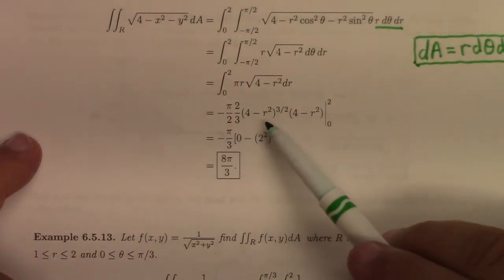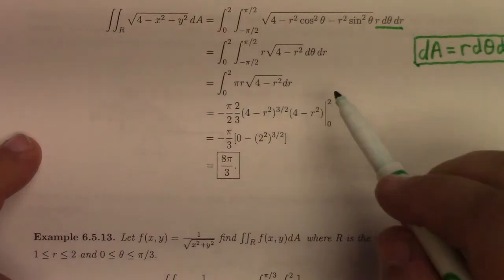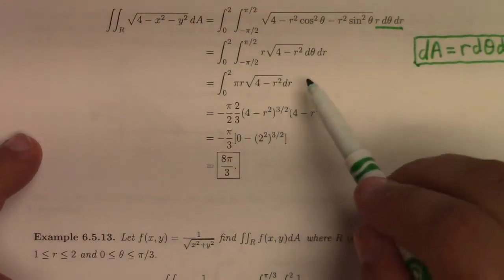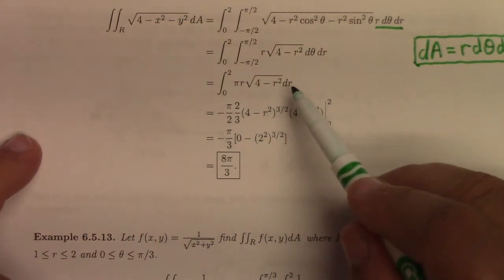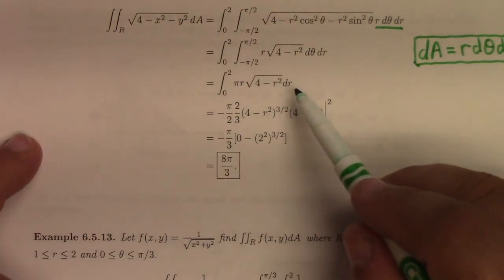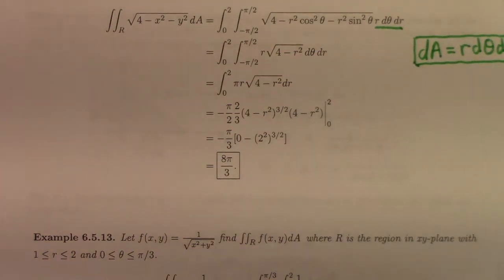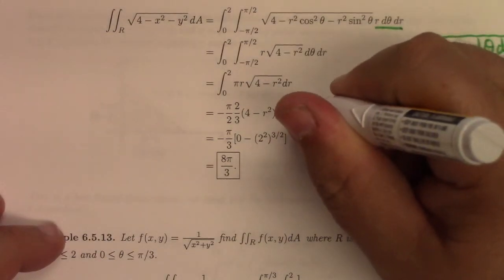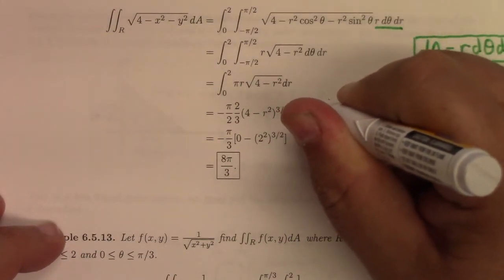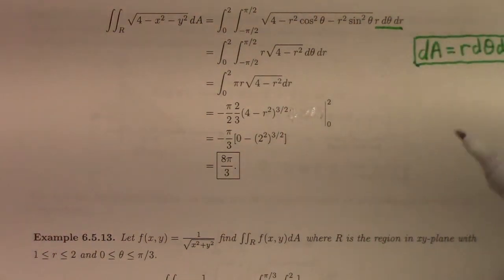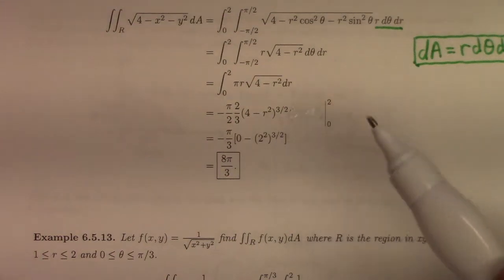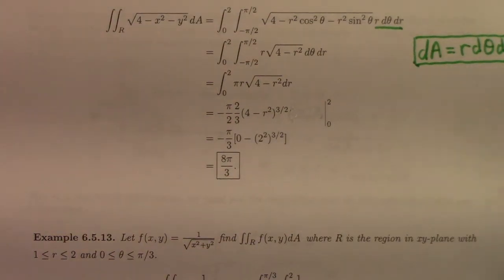I think something happened here typo-wise. 4 minus r squared to the 3/2. Yeah, so I think, sorry, every so often here there's some unfortunate typo in the notes. I'm glad I'm working through this with you. So that's just not there at all. But we evaluate from 0 to 2. I do think that that's the correct antiderivative for that expression.